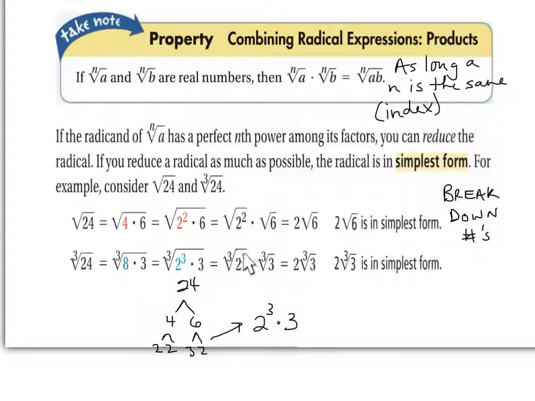The cube root of 2 cubed, these 3's cancel. So the cube root of 2 cubed is 2. And I can't take the cube root of 3, and there's no way to simplify that, so it just stays in there. Okay? You're going to see this a lot as we go through some of these examples.